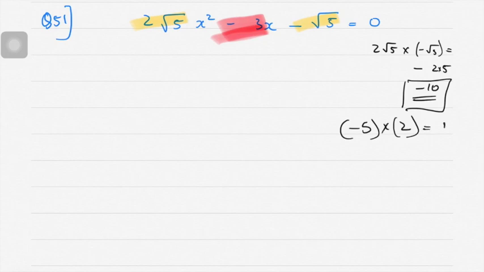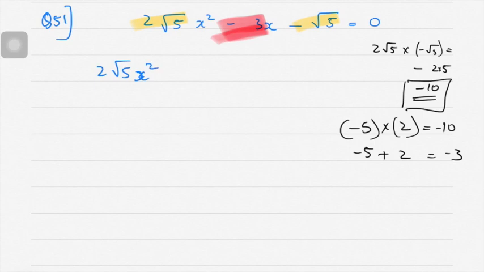So my factors are minus 5 and 2. When I multiply minus 5 into 2, it is minus 10. And when I add minus 5 and 2, it is minus 3. So that is what I want. Correct? Okay.